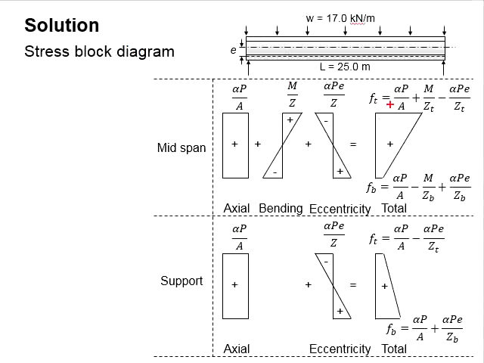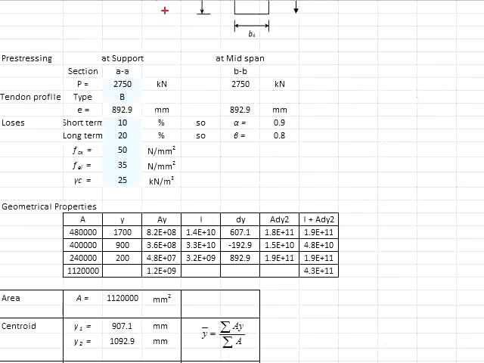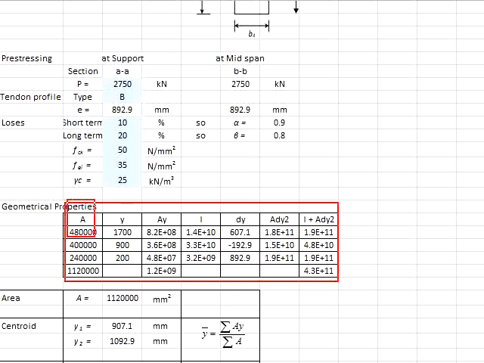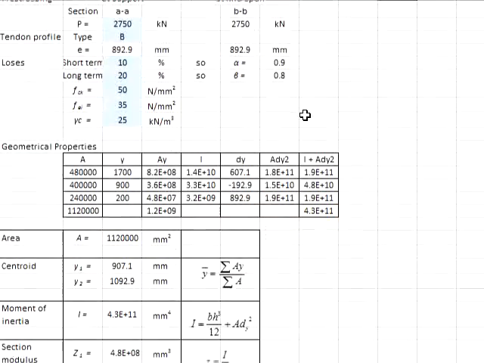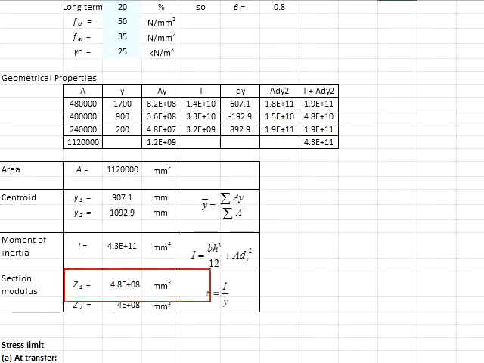From the equation here, we need to determine the area and also the section moduli. The section moduli is a function of I per y. That means we require the second moment of inertia. With that, this table is meant to generate the area, centroid, second moment of inertia, and also to determine the section moduli.